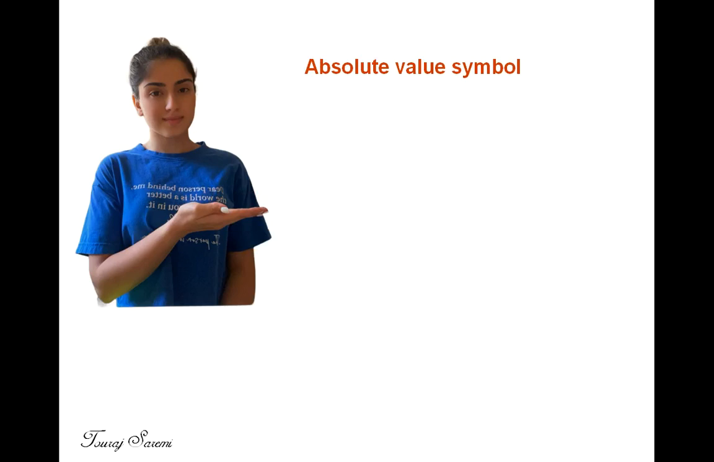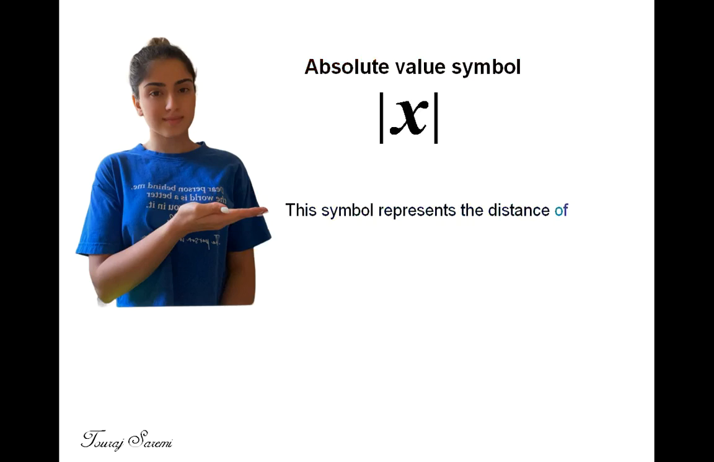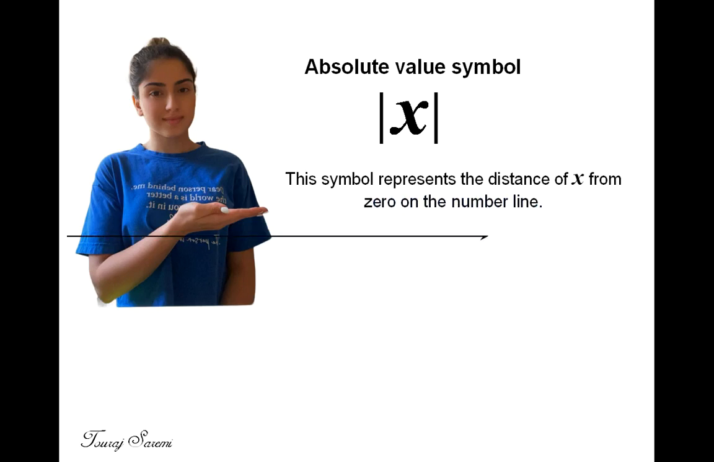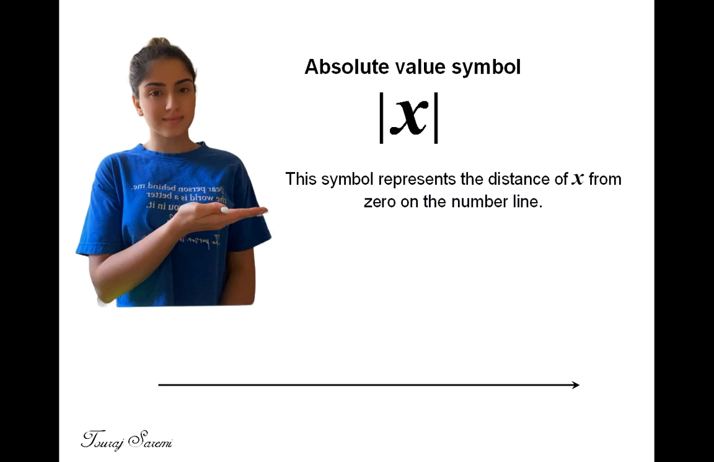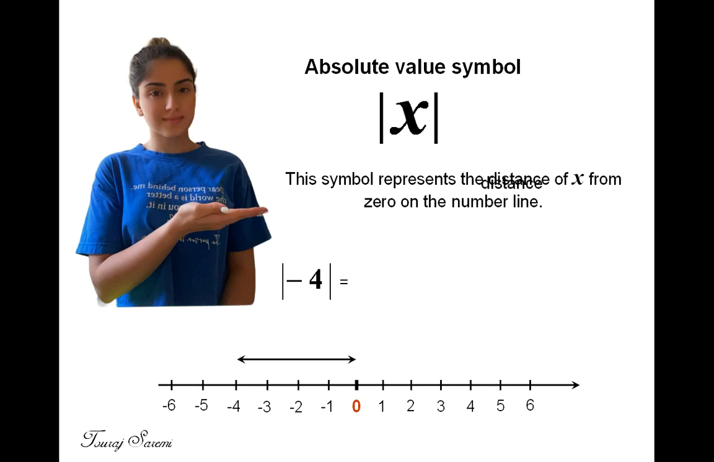Absolute value symbol. This symbol represents the distance of x from 0 on the number line. The absolute value of -4 is the distance of -4 from 0. The absolute value of -4 is 4.